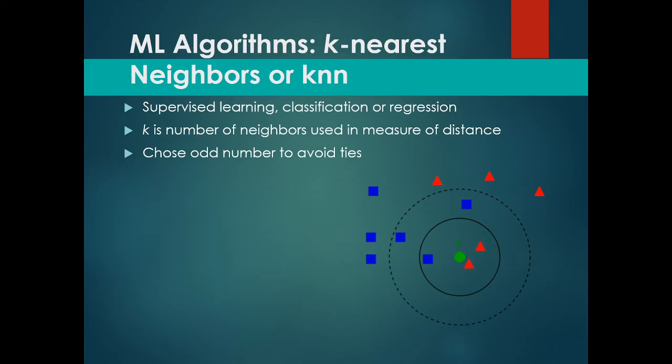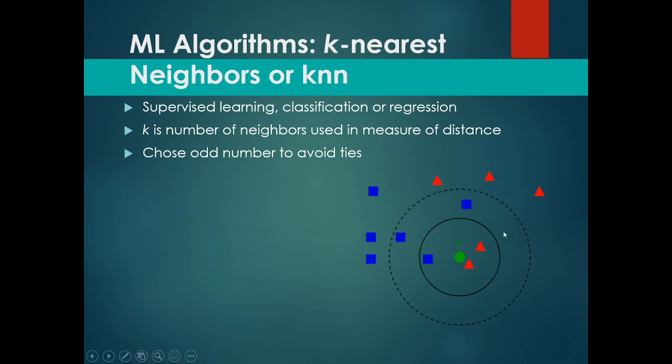Now let's look at another example of ML algorithm in supervised learning. It's called K nearest neighbors or KNN. Now this algorithm can be used for both classification and regression. K is the number of neighbors used in a measure of distance. Choose odd number to avoid ties. Now why would you choose an odd number?